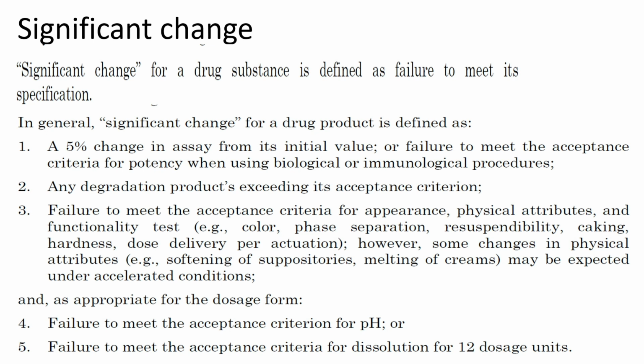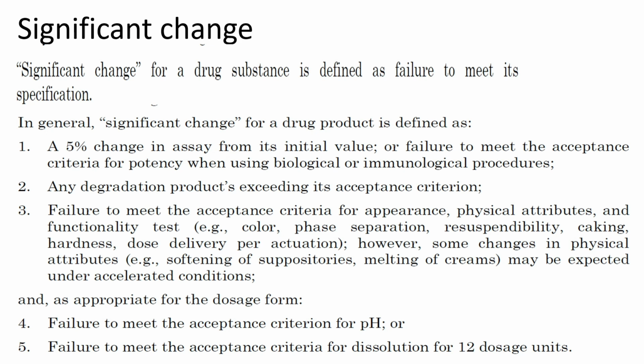So for the finished product, where the limit is normally 90-110, or 90-105%, a 5% change means if you have 100% initially and you are getting 94%, that is degradation of more than 5%, then we can say significant change. Any degradation product exceeding its acceptance criteria, it should comply with the specification. If it is out of specification, it will be a significant change.